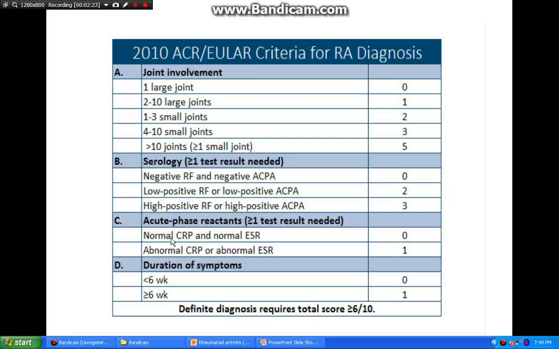The other thing is you have to look at the acute phase reactants such as CRP and ESR. If it is normal, then it is 0, and if it is abnormal, then 1 point. And duration is also important. Whenever you are taking the history, you have to ask since how many weeks the patient has had this. Less than 6 weeks, 0 points. If more than 6 weeks, it is 1 point. So in the end, if it is 6 or more out of 10, you have rheumatoid arthritis. If not, then we have to think of something else.